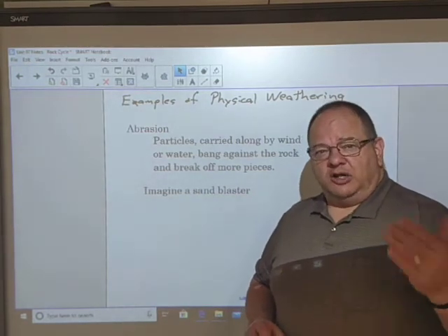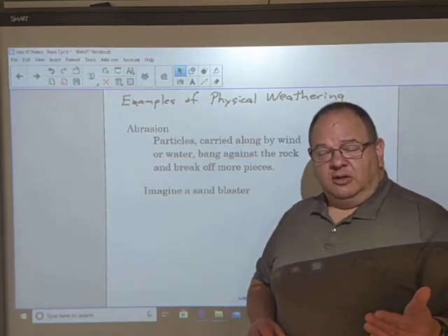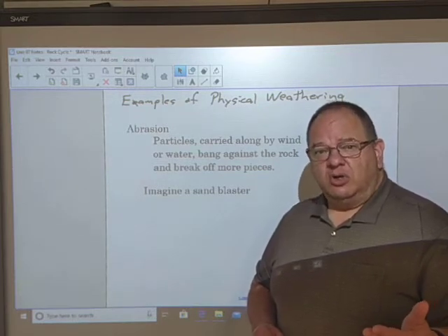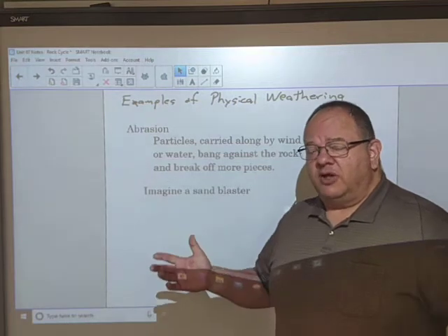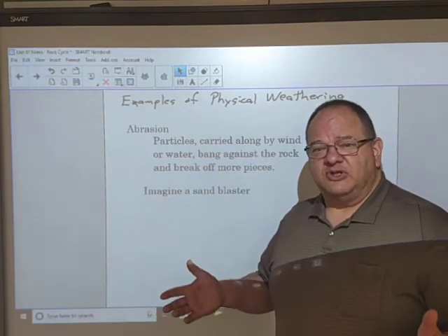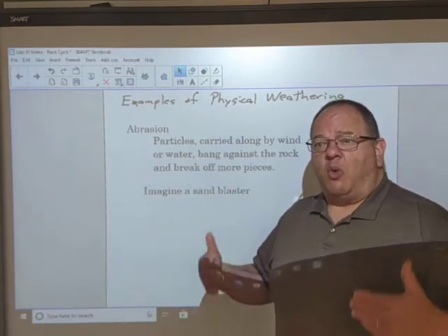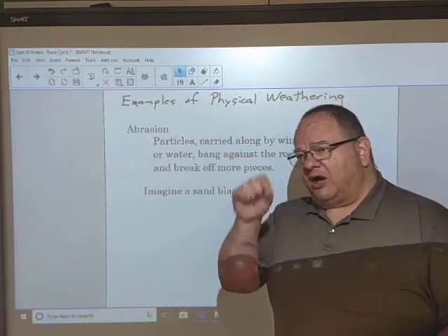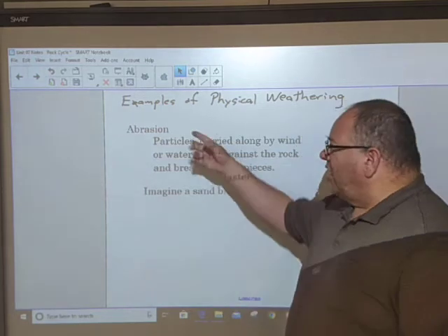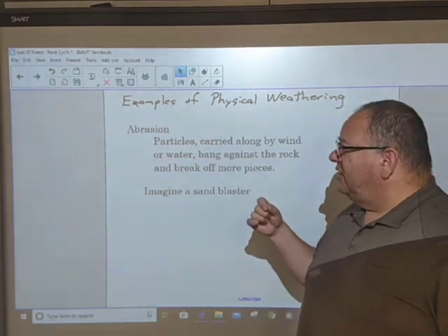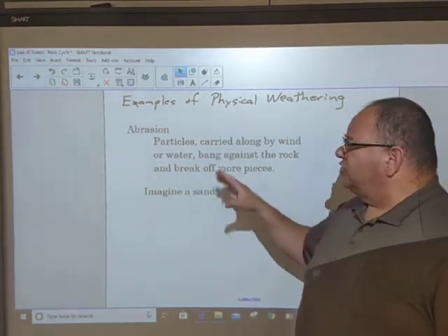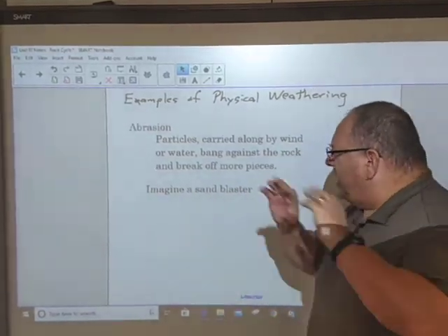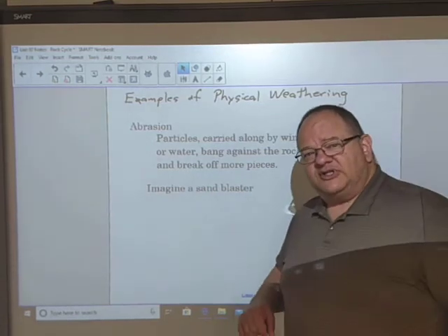Water, a stream of water carrying little bits of grit is sometimes used to cut through blocks of stone for making, if you were making granite countertops and things like that, they might be using water jets to actually cut the granite. Now it's not just water, it's water carrying a little bit of abrasive, a little bit of grit with it. So abrasion is when little particles are carried along, and as they bang into the rock, they break off little bits of more pieces.